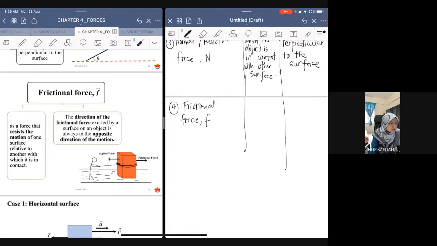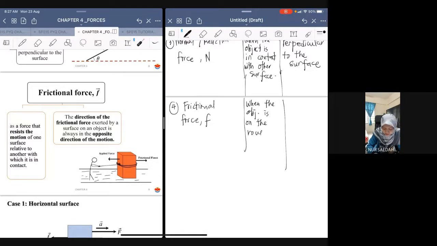Okay, so maksudnya frictional force happen when we move the object on the rough surface. Okay, so perkataannya adalah rough. Sebab bila kita move the object in a rough surface, so there is a force that resists the motion. So surface yang rough tersebut akan menghalang the motion of the object. Okay, so when it happens, when the object is on the rough surface.